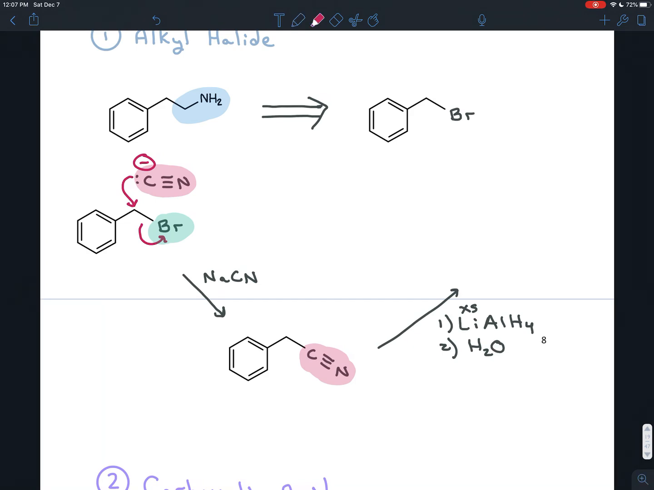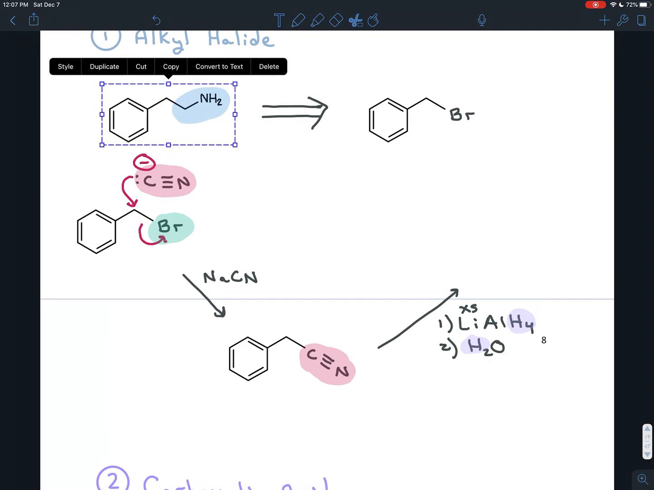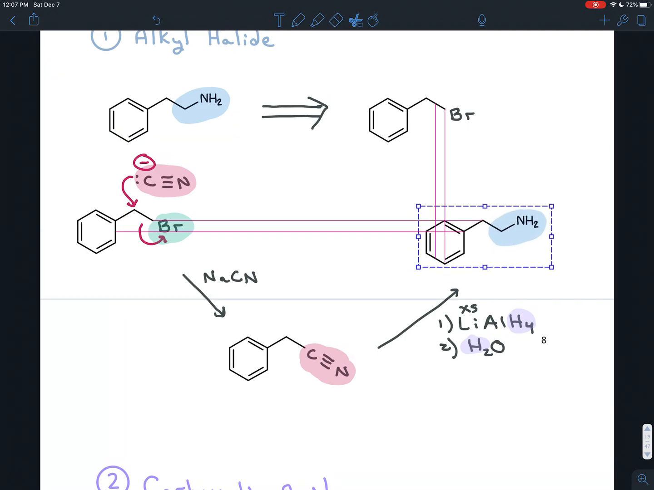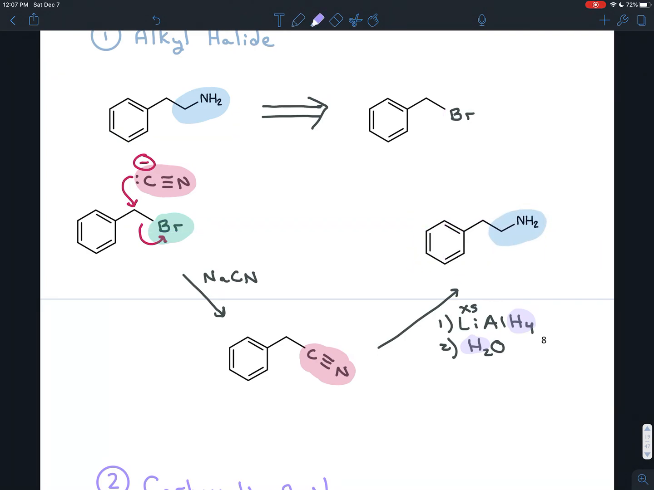And these hydrogens in those molecules will be the hydrogens that replace the bonds between the carbon and the nitrogen. So you have hydrogens here, those, and the ones that are on the nitrogen come from the lithium aluminum hydride and the water.